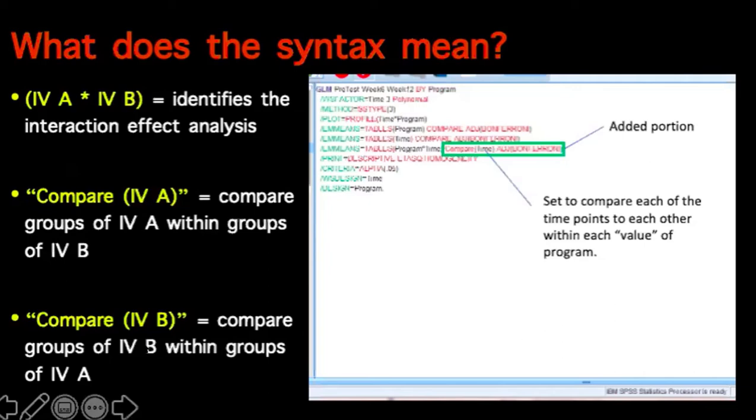And we could flip that. If we wrote compare program instead of time, that would look at the significant differences between programs A, B, and C within the given time points. So, like I said, video really makes more sense of this, I think, but generally that's how you read the outputs, okay? At least that portion for generating the syntax.